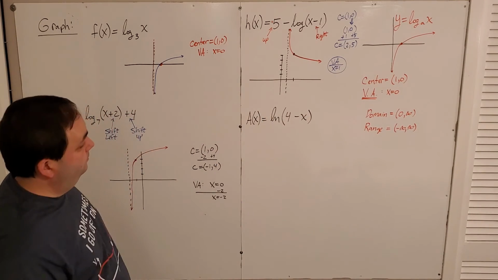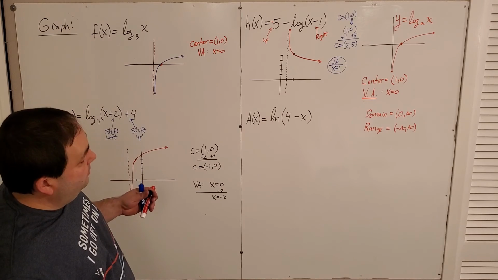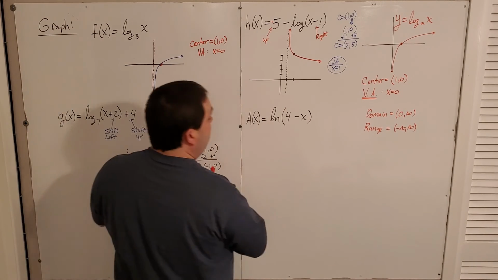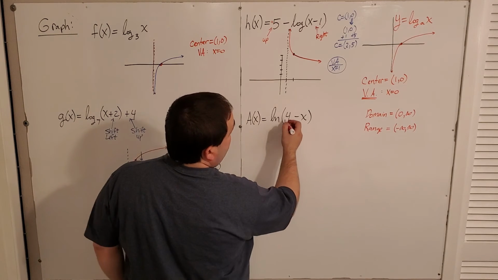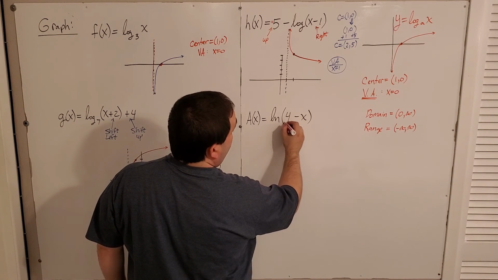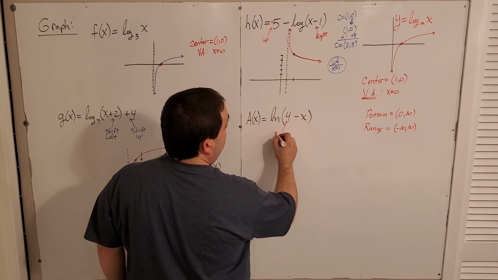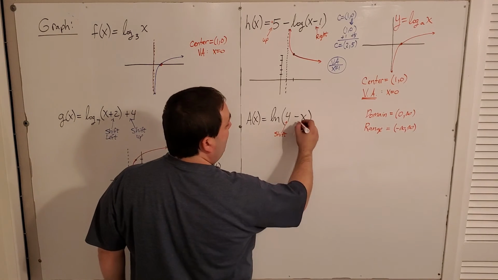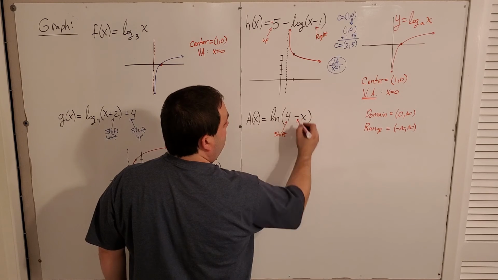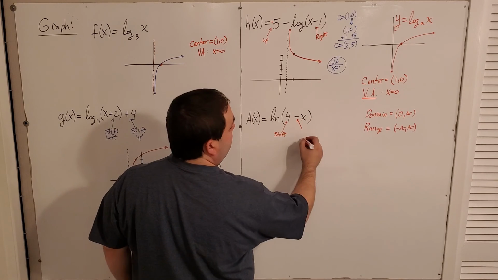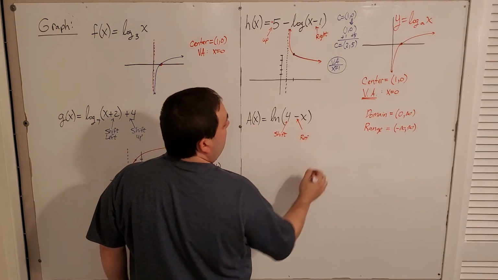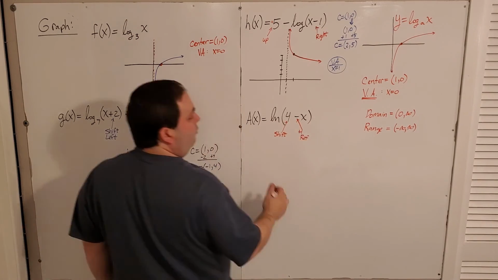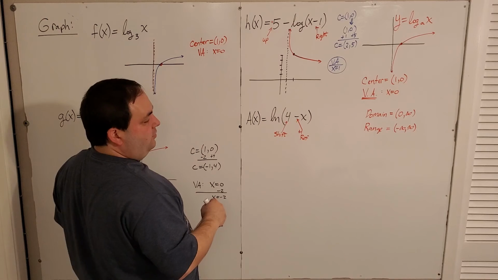One more. I don't see too many things changed, right? However, you do need to notice there is a shift right here. The 4, that's a shift. But which way is it? Also, the negative here is a reflection. But it's on the inside with the x. So that's a horizontal reflection, a left and right reflection.